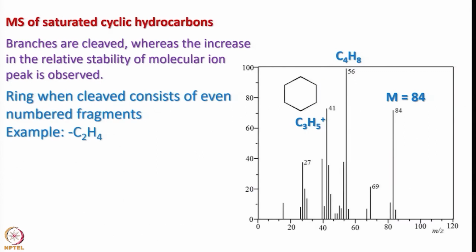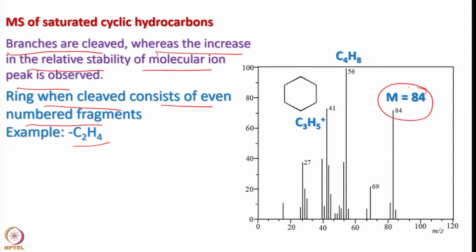Let us look into saturated cyclic hydrocarbons now. The simplest saturated cyclic hydrocarbon we come across is cyclohexane. If there are any branches, they are cleaved, whereas an increase in the relative stability of molecular ion peaks is also observed. More and more molecular species become stabilized here. When the ring is cleaved, it gives an even number of fragments, for example C2H4. Now you can see the molecular ion peak, molecular weight 84, and then we have 56 here, and then 41 here, which is for C3H5.